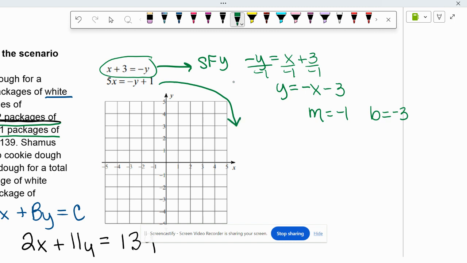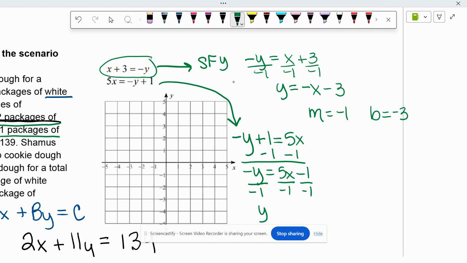This next one, I'm going to rewrite it so the y comes first. Negative y plus 1 equals 5x. What do I have to do to solve this equation for y? I'm going to subtract 1. Negative y equals 5x minus 1. And last step, I have a negative out in front of that y. Absolutely. Divide everything by negative 1. y equals negative 5x plus 1. My slope is negative 5, and my y-intercept is 1.